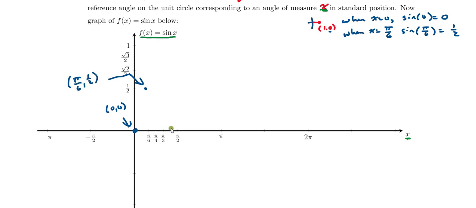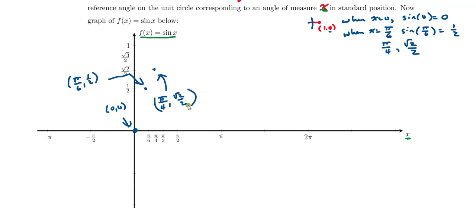And we can continue. When x is pi over 4, we'll be looking at the sine of pi over 4, which is the square root of 2 over 2. And so we have the ordered pair pi over 4, square root of 2 over 2, which is about 0.707. Let's go ahead and label that point. It's going to get a little messy. I think we'll put it down here. So there's the ordered pair pi over 4, square root of 2 over 2.